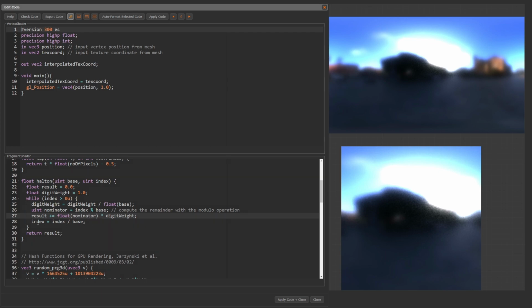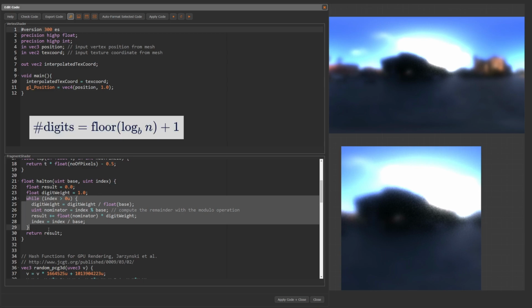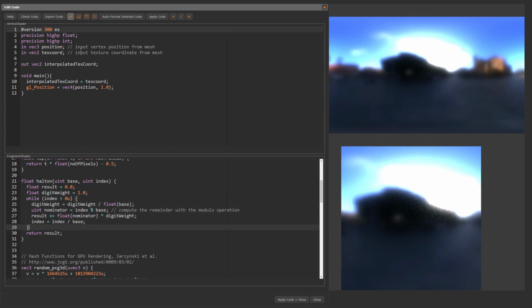At each iteration of the loop, the index variable is reduced by the integer division with the base, until at some point the reduced index is 0 and we have completed our computation. Consequently, the number of iterations of this loop depends on the number of digits that we have to process. The larger the index gets, the more digits it has. But fortunately, the number of digits only grows logarithmically. The number of digits equals floor log b of n plus 1.